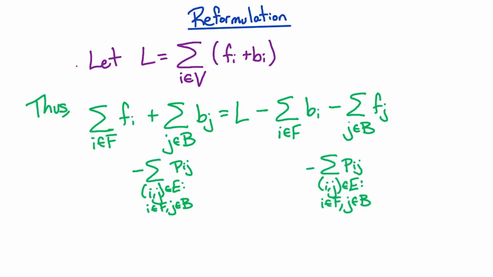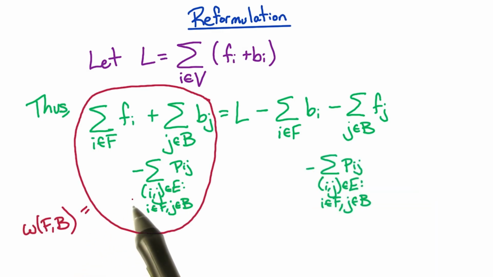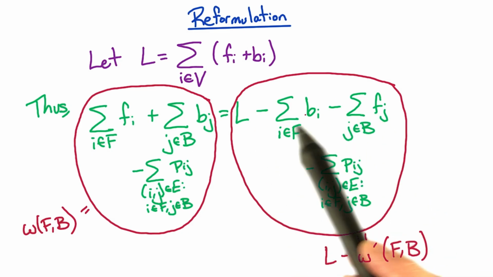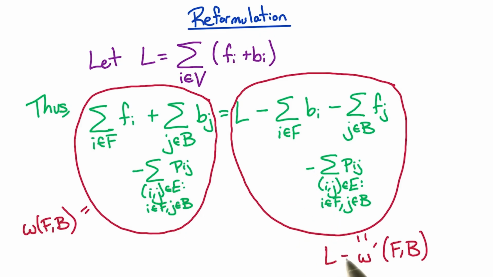Now what do you notice about this left-hand side? Well, this is exactly our definition of the weight W of FB. Now we're going to define a new weight W prime of FB, which is the sum of these three terms. And then the right-hand side will be equal to L, capital L, minus W prime of FB.